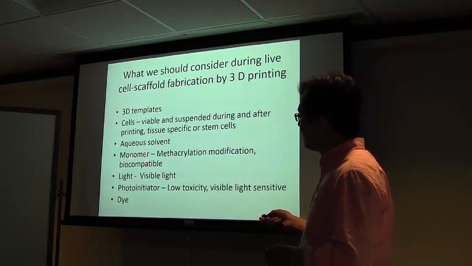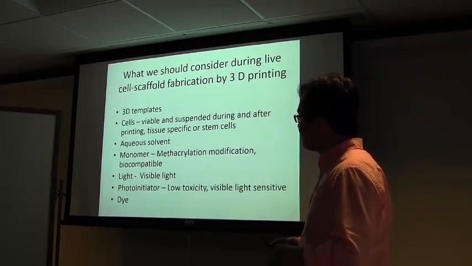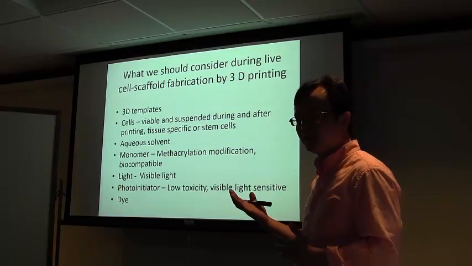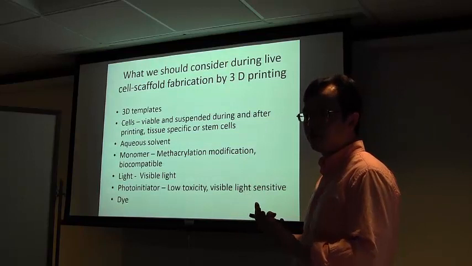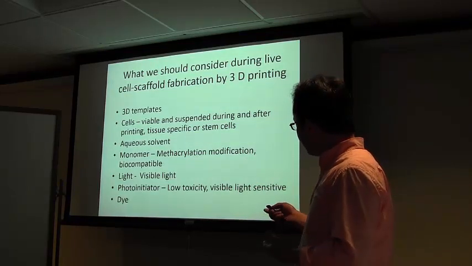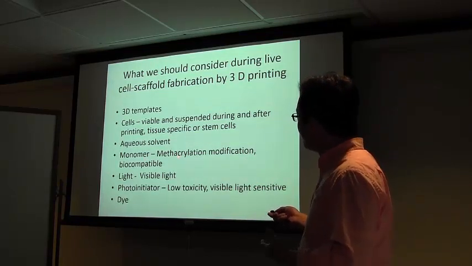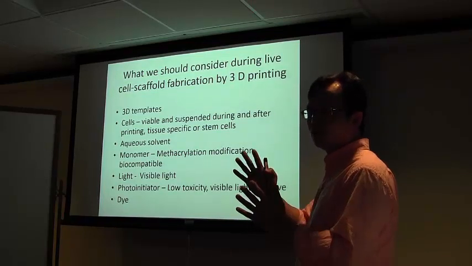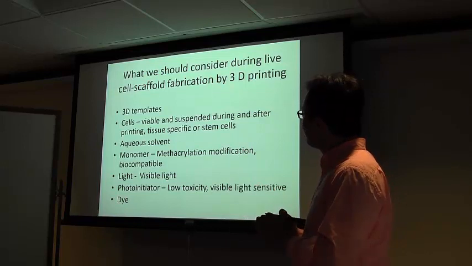And the monomer, which monomer are you going to use? It's also based on application. If you want to do a bone scaffold, it'd be very strong, whereas the brain is pretty soft. And what I want to draw attention to is that the monomer has to be modified by methacrylation to give the double bond to the monomer. Otherwise they cannot be photocross-linked.